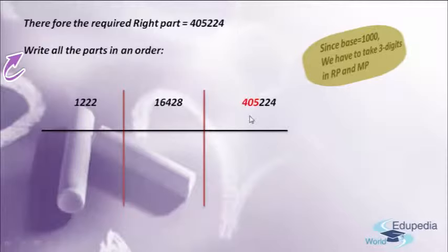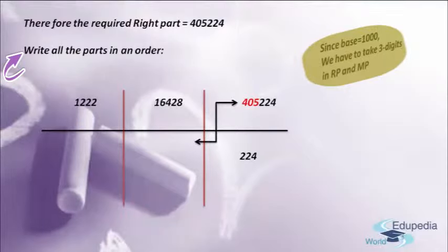So if you observe the number 405,224, it is a 6-digit number. So therefore, we have to take only 3 digits, that is the last-most 3 digits, that is 224 in our answer. And the remaining number, that is 405, should be taken as carry on to the next part, that is to the middle part, and we have to add to it.